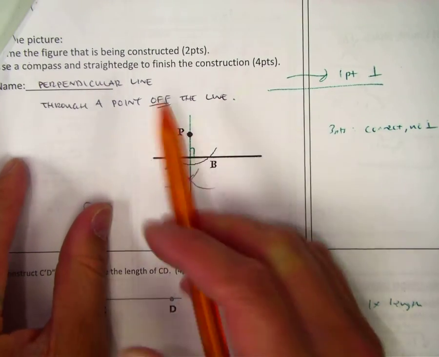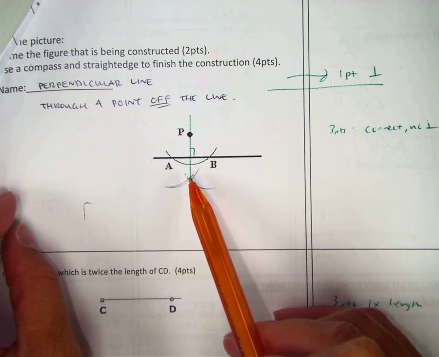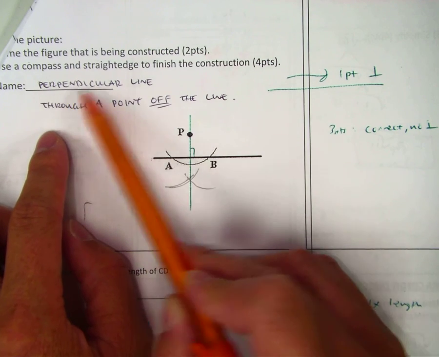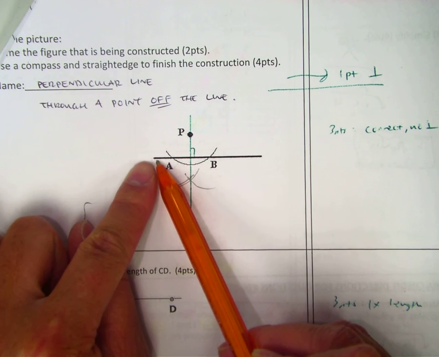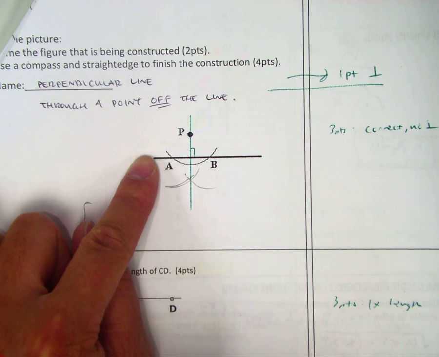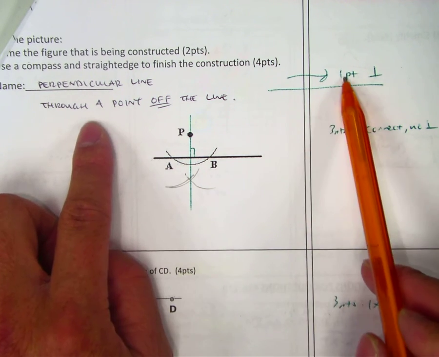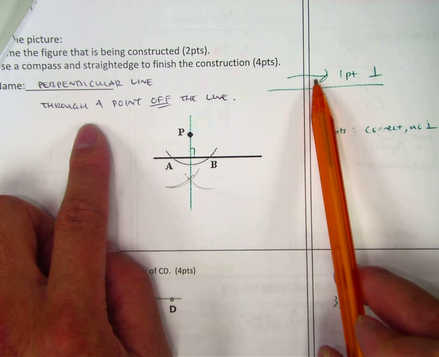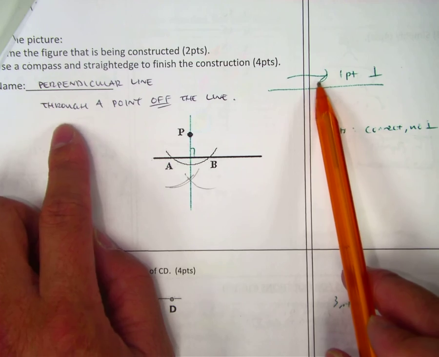It says name the figure that's being constructed, and then finish this construction. So this one is called a perpendicular line through a point off the line. So you know that because you have this line and you have a point up here. It's off the line. Okay. If you wrote just anywhere in there about perpendicular, I gave you 1 point. A common mistake was students thought this was a perpendicular bisector, which is incorrect.